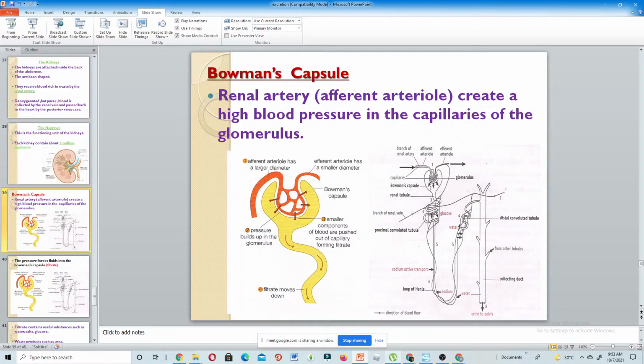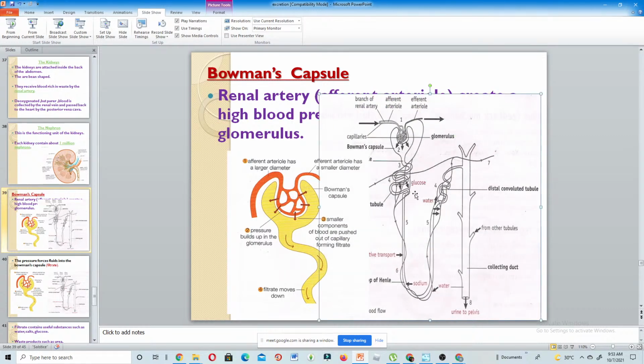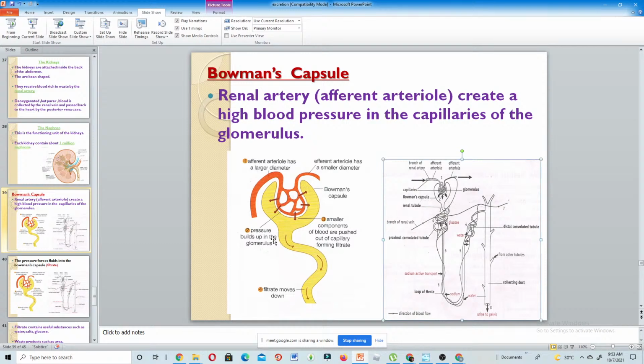Alright, so still looking at the nephron. Today, the image to the right shows you a complete nephron. This is what a complete nephron looks like, the one that is in black and white in terms of color. And the one to the left is actually just showing you a section of the nephron.